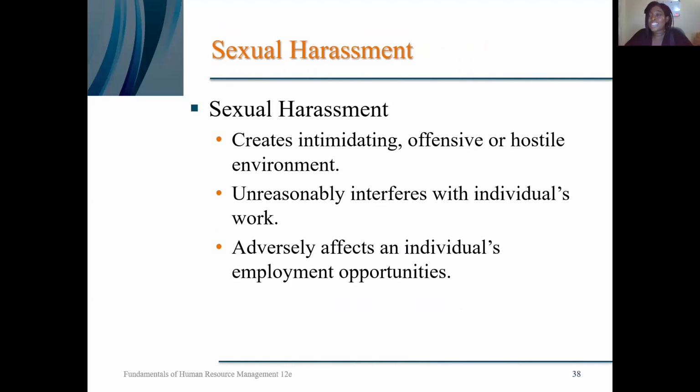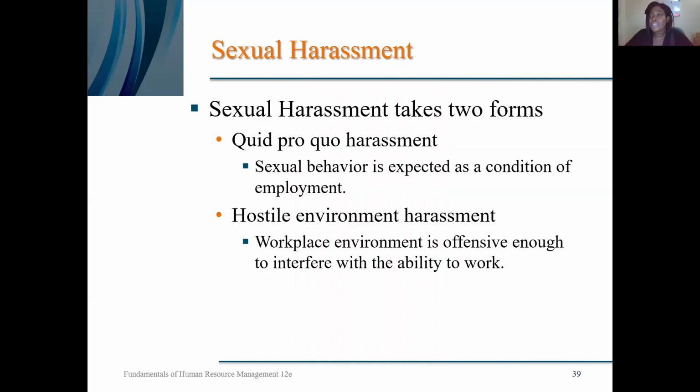Now, we also have sexual harassment. Sexual harassment is actually something that you will be tested on, right? Sexual harassment creates an intimidating, offensive, or hostile working environment. Unreasonable interference with an individual's work adversely affects the individual's employment opportunities. Sexual harassment can take 2 forms, right? The behavior is expected as a condition of employment.